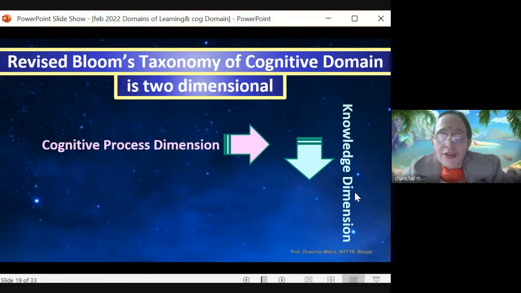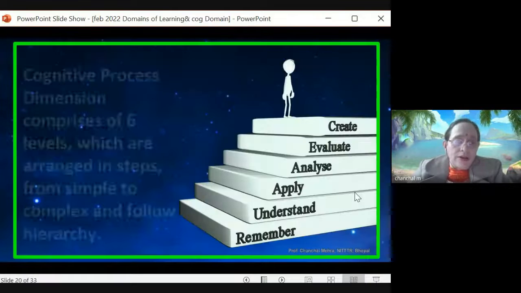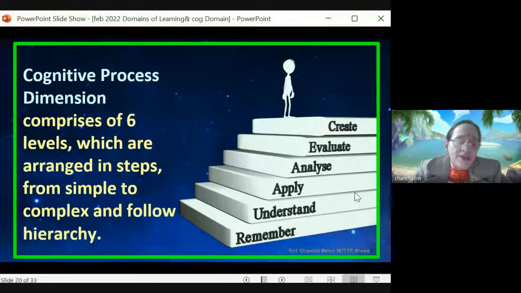So cognitive process dimension take care of the hierarchical part, which initially the Bloom has suggested, but they have tried to convert it from the noun to a verb form so that the things can be more clearer. Now, the cognitive process dimension in the revised Bloom taxonomy, it comprises of 6 levels. And these 6 levels, they are arranged in steps from simple to complex.